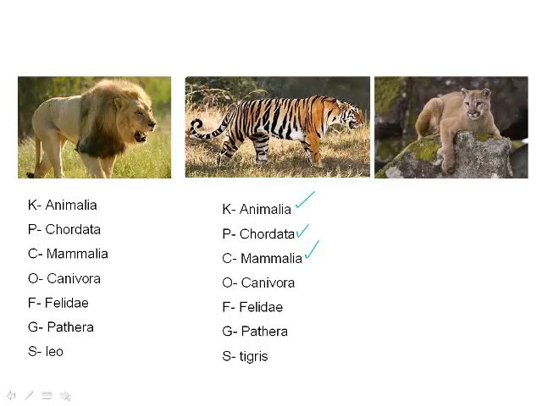They're both mammals. They're both carnivores, both felines, both in the genus Panthera. But their species names are different: this is leo and this is tigris. So that's the difference here. They're exactly the same except for the species. So if I was talking about these two organisms, I'd say these are very closely related.